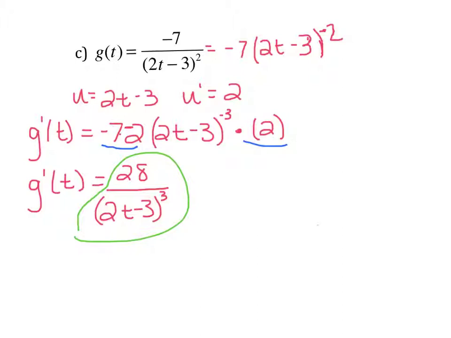Alright, hopefully you guys got 28 over (2t minus 3) raised to the third. If you did, you should give yourself a big smiley face or a big pat on the back. That's really, really good. Tomorrow in class we're going to be doing a couple of these problems where we're rewriting them, writing u equals and f of u equals, and then we've got a couple of derivative problems that we're actually going to go through and do.